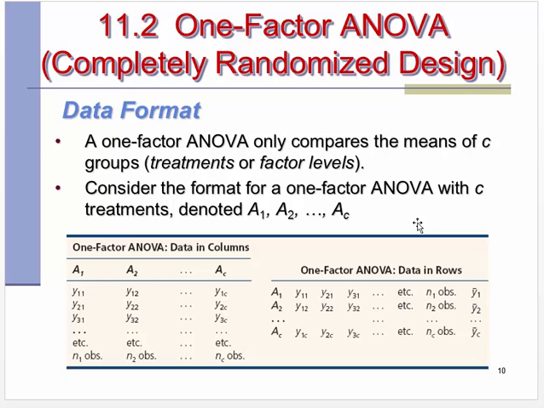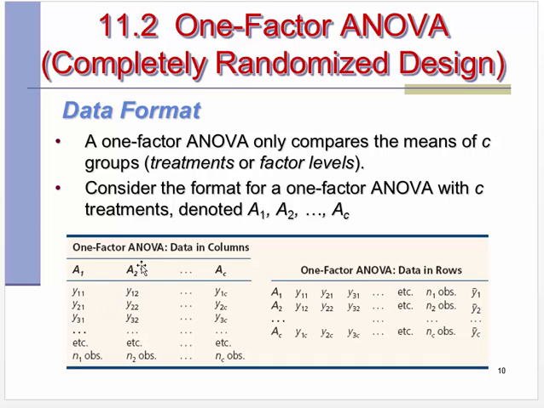Data format. If you use Excel or some software, a one-factor ANOVA only compares the means of C groups. C is the number of groups, treatment groups, or factor levels. Consider the format for one-factor ANOVA with C treatments denoted as A1, A2, A3, and AC. You can have the one-factor ANOVA data in columns like this. This would be factor A1, the first treatment type, and then you have observations Y11, Y21, Y31, etc. That's a total of N1 observations.